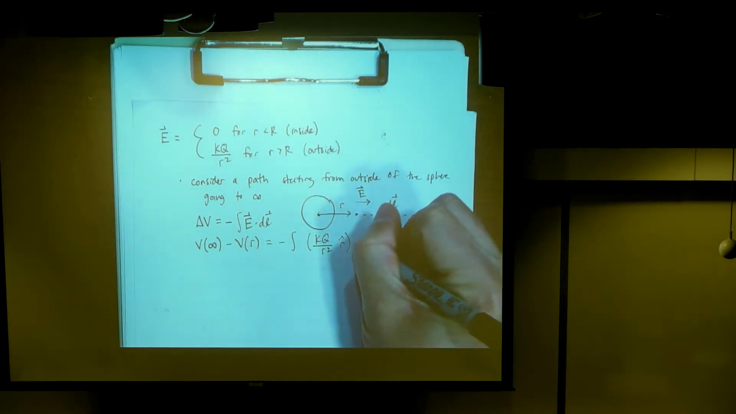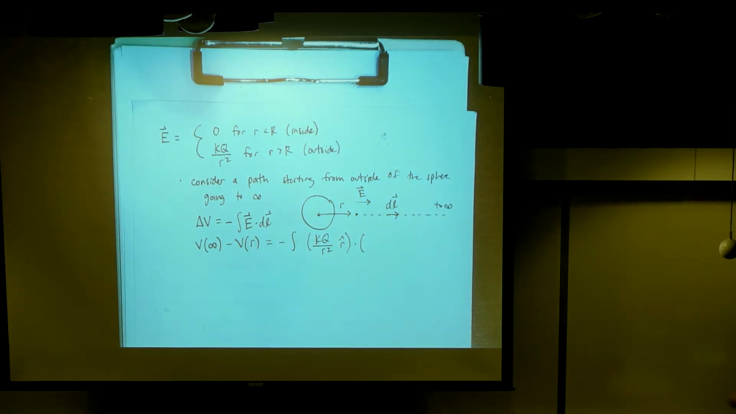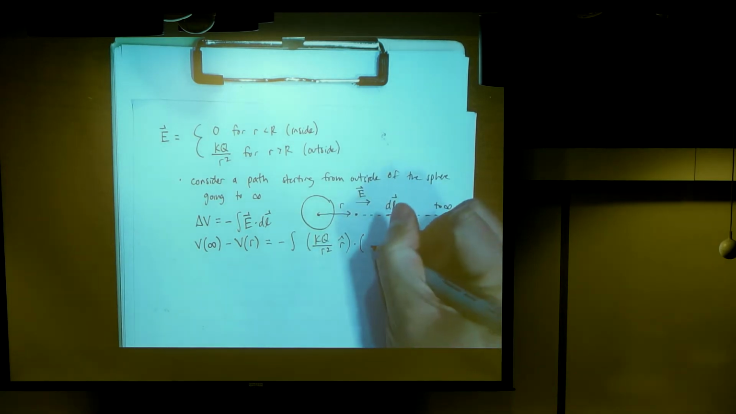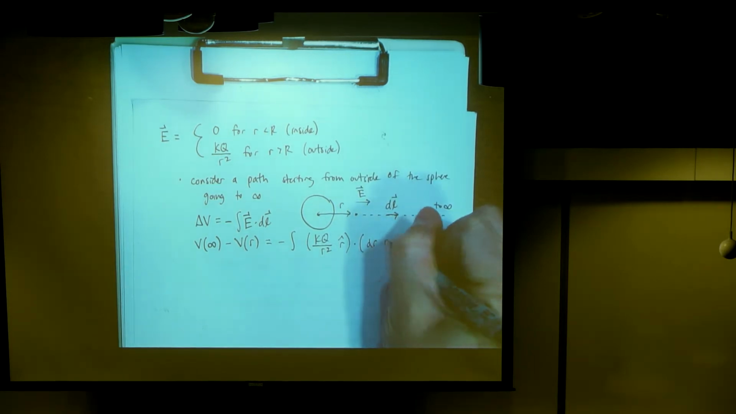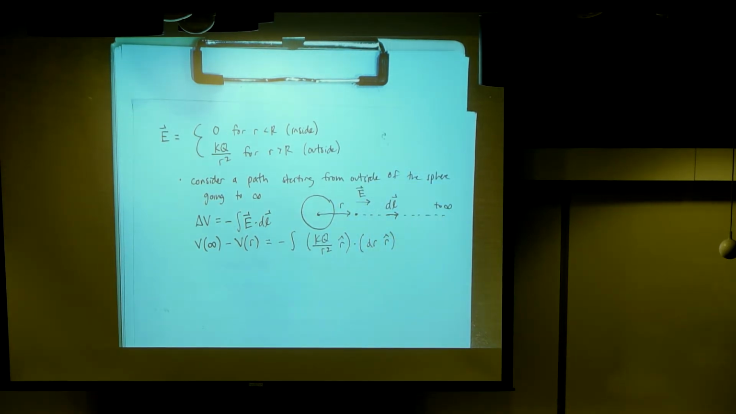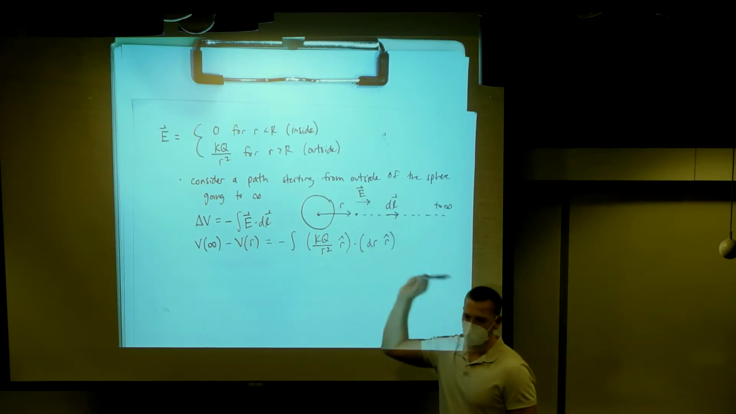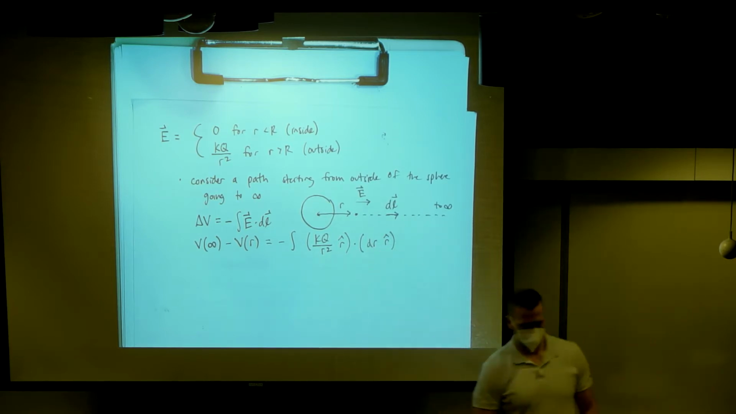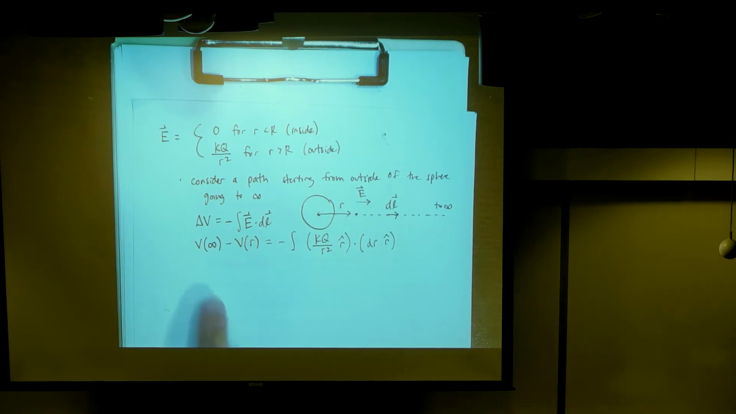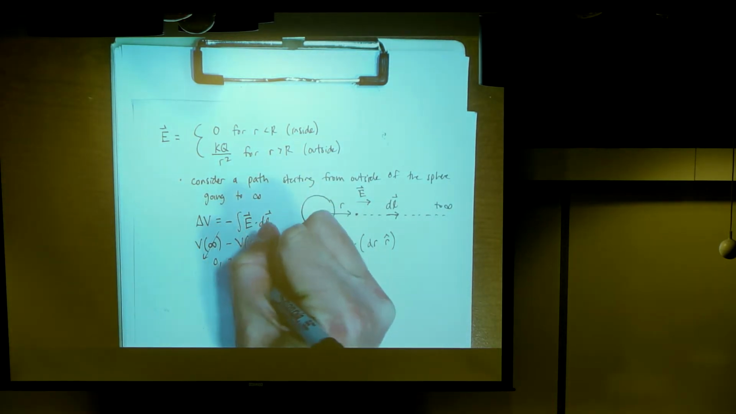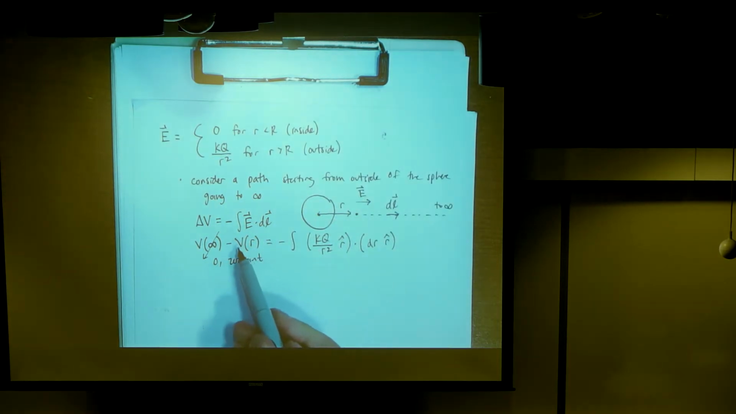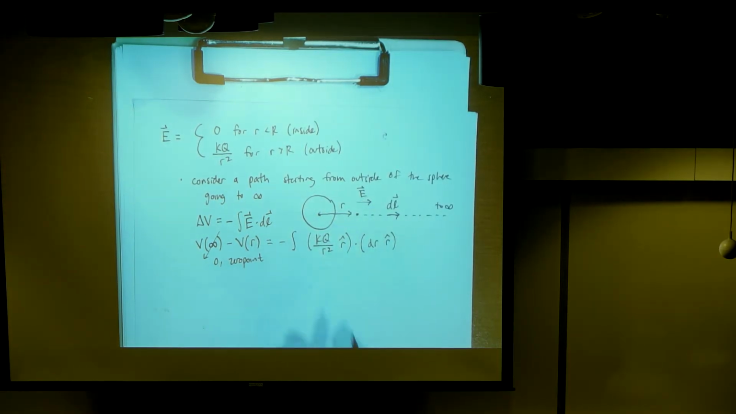Now what about my dl vector? Well, since I'm basically just going radially out, I can call this dr, which is some infinitesimal distance we move, but then r hat just shows that we're moving in the radial direction, okay? So that's E dot dl for this situation. Does that make sense? Okay. Now V at infinity, what's going to go in there? 0. That's where we set the 0 point.